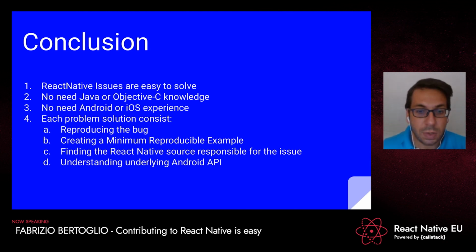And then once we have found the source code responsible, we probably have to understand the Android API, which is being used, or the iPhone API, which is used by the specific functionality, and understand that and try to implement a solution.